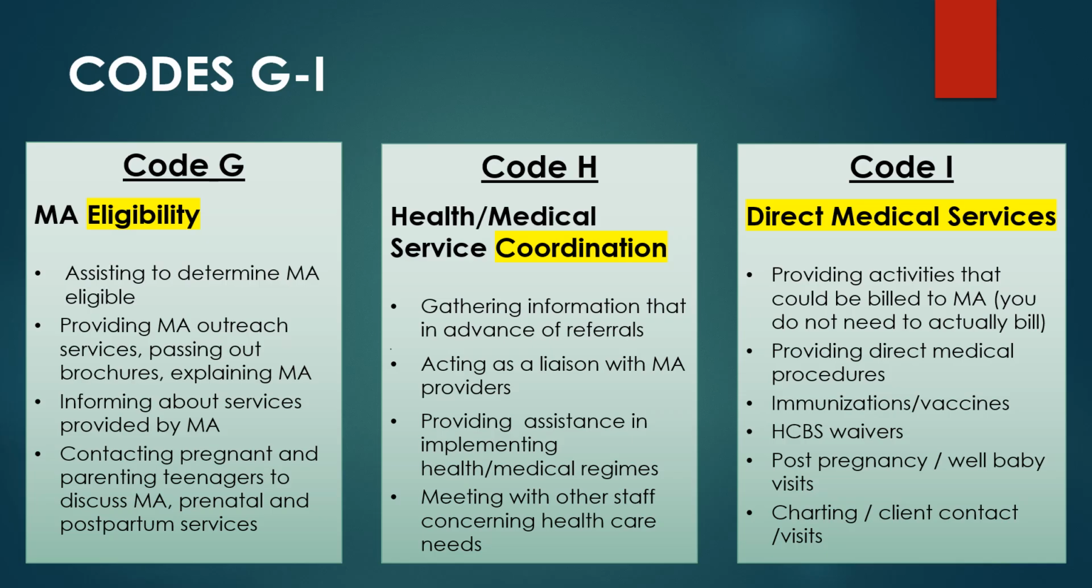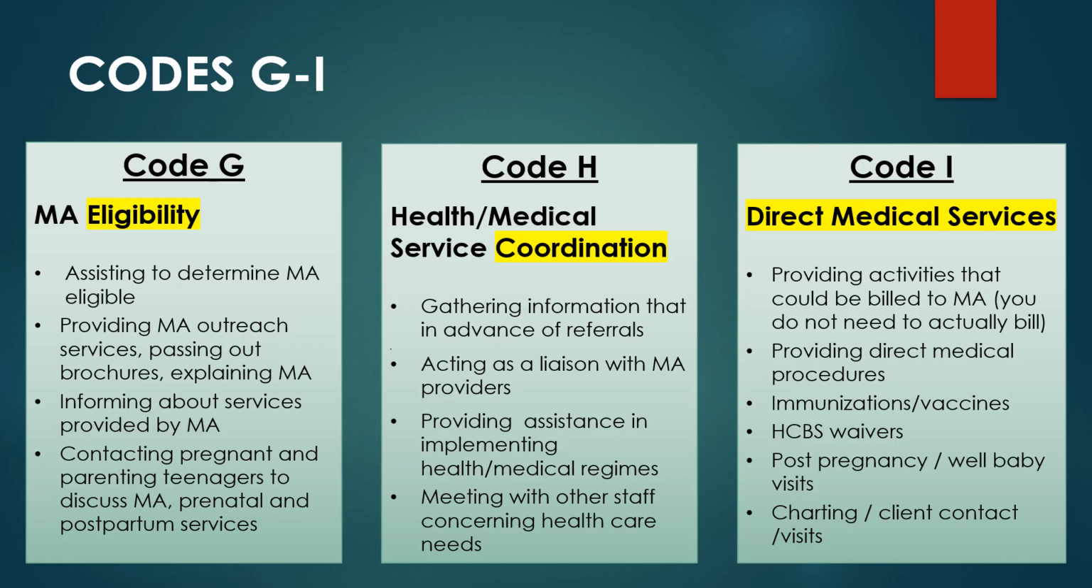Codes G through I all relate to medical assistance in some manner. Code G is focused on helping families learn about medical assistance or determining eligibility. Code H is about coordinating or referring for MA-covered health services. For example, development of service plans.